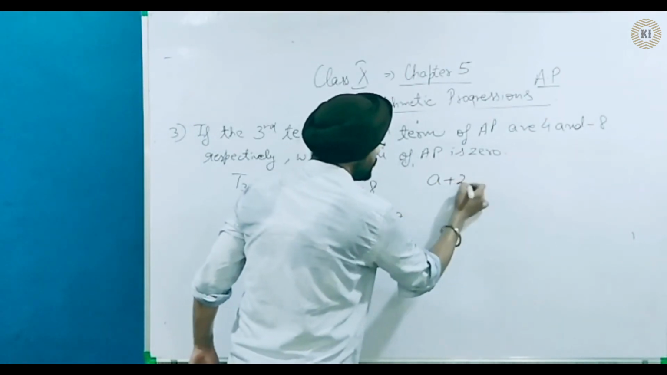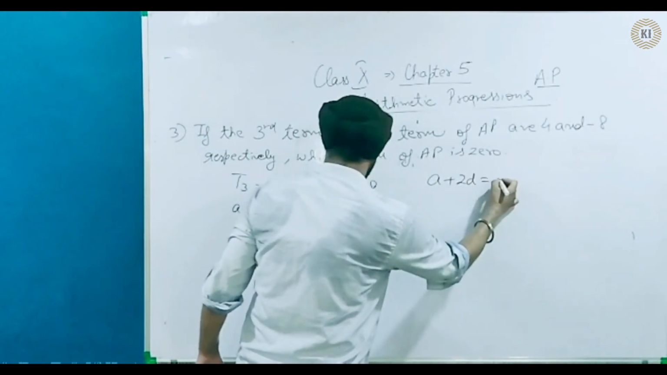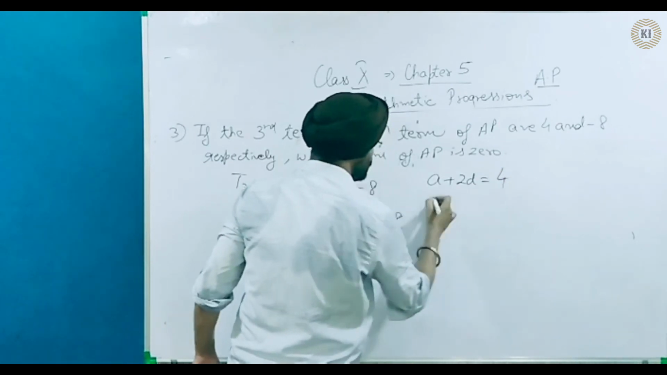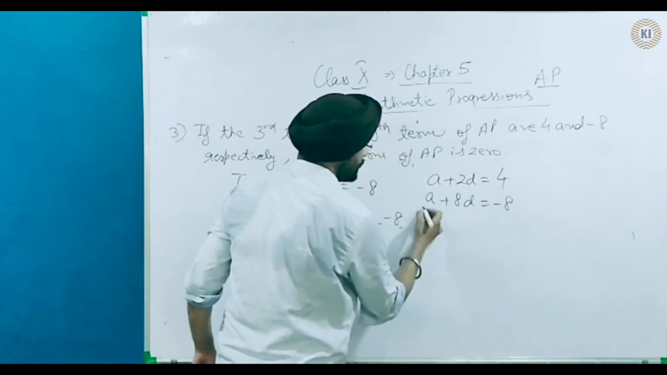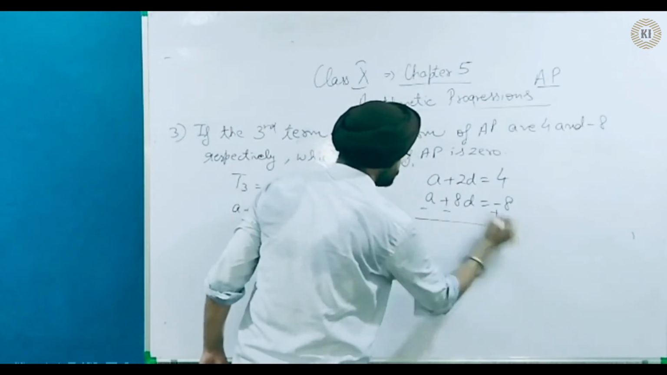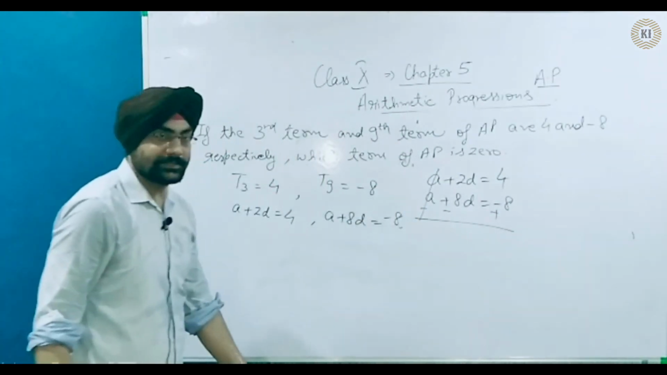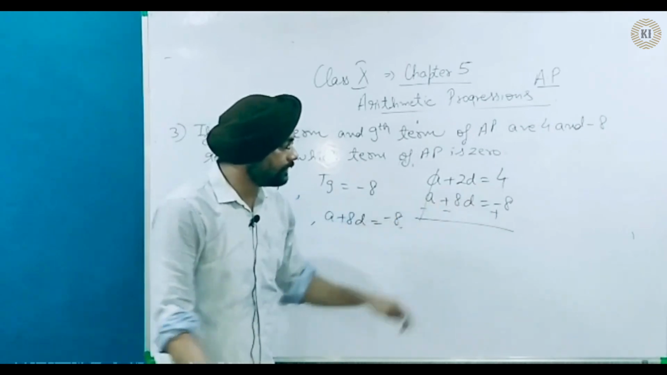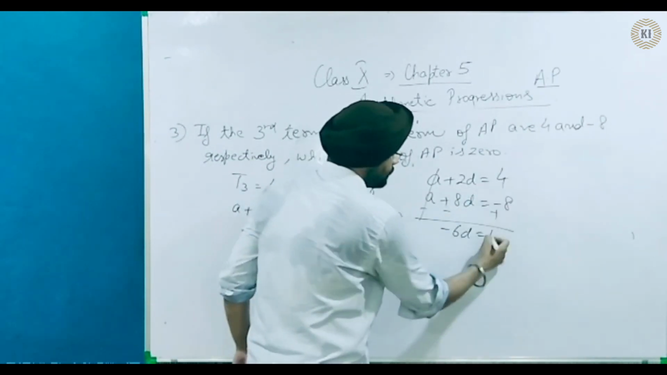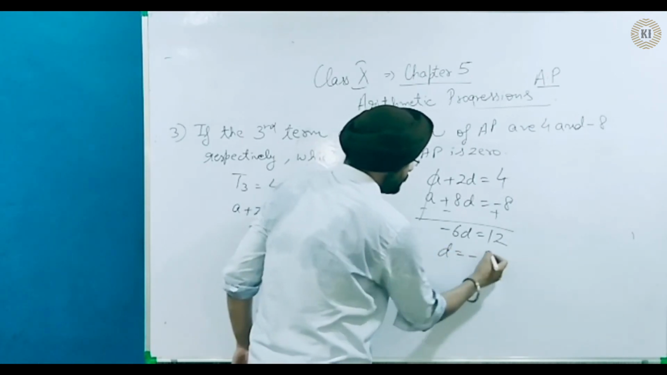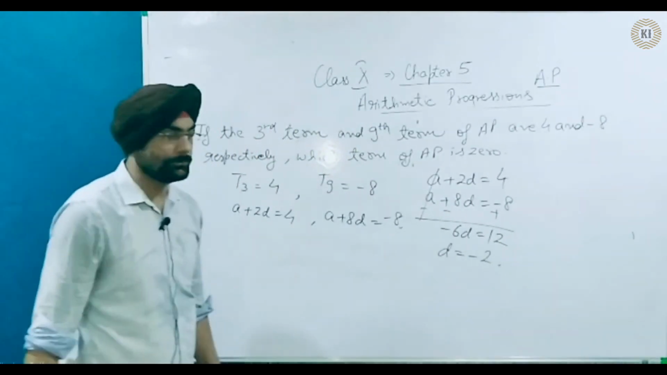So a plus 2d is equal to 4 and a plus 8d is equal to minus 8. Change the signs. Plus and minus will be cancelled. So minus 8 plus 2 will be minus 6d, and minus 8 minus 4 will be minus 12. So the value of d will come here as minus 2.